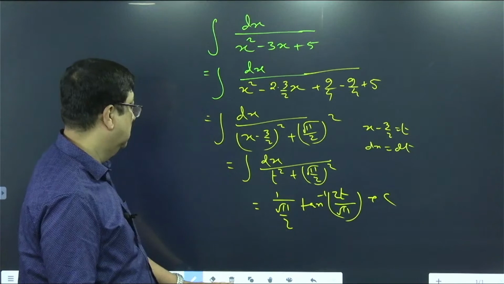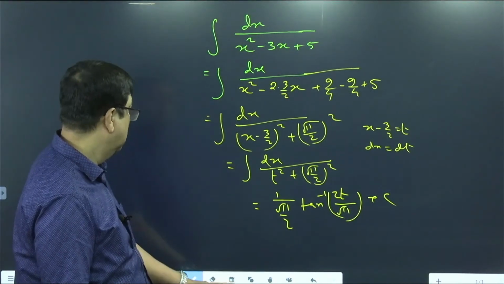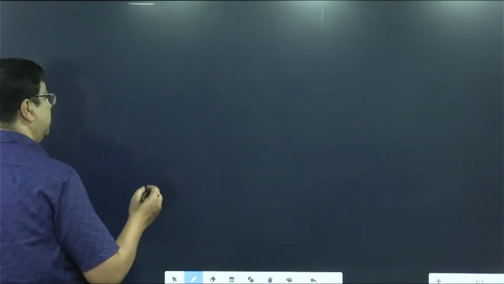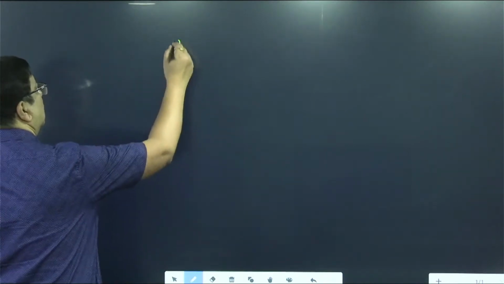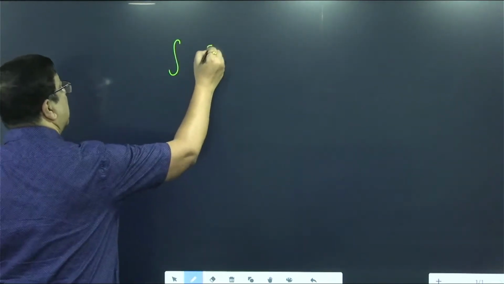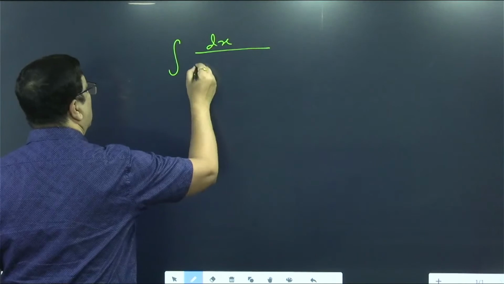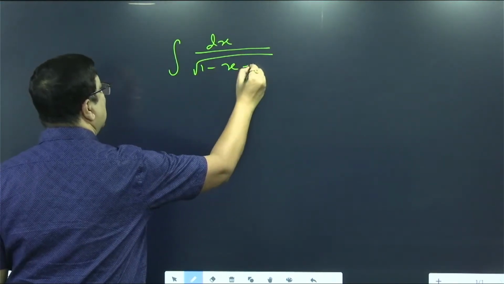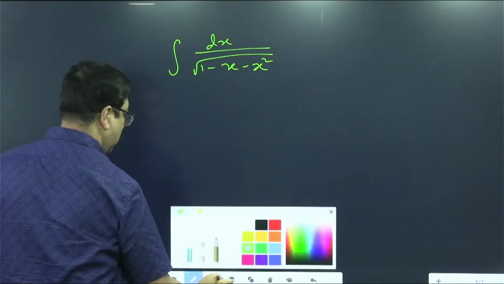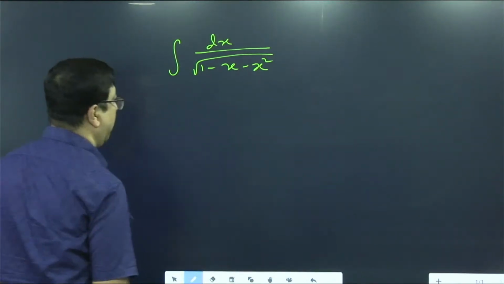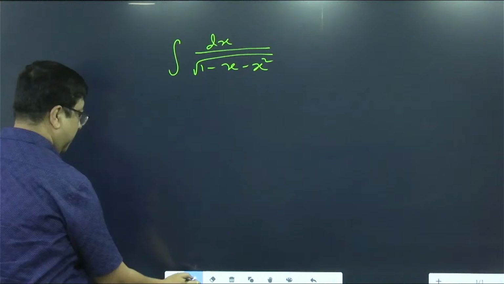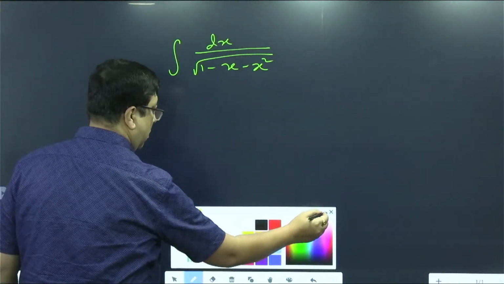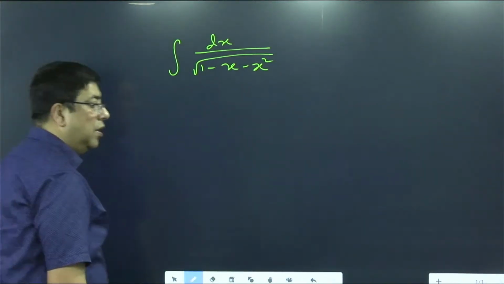Next, let us proceed. Integration dx by root over of 1 minus x minus x square. What to do? What to do here?